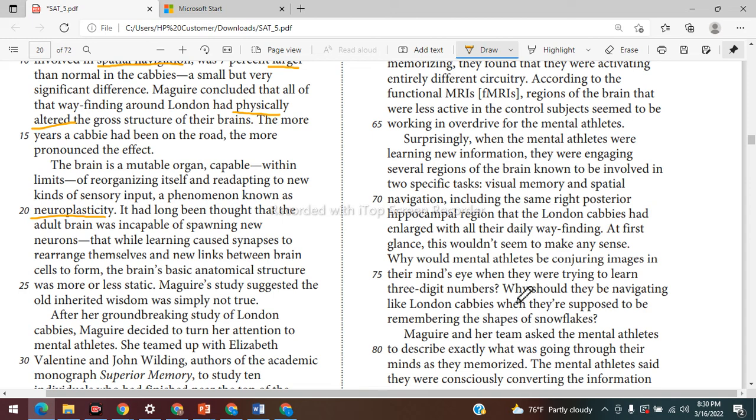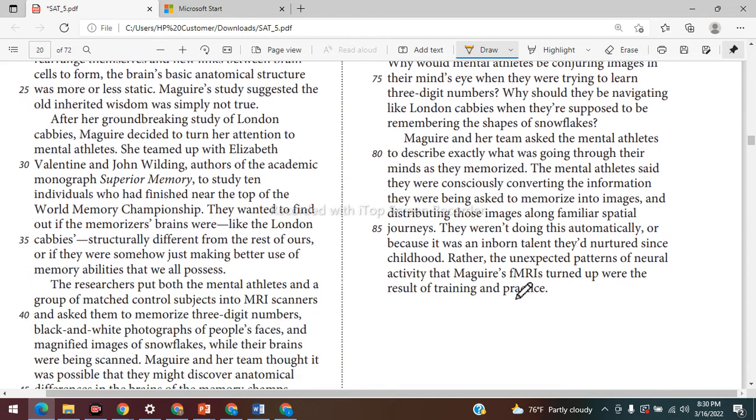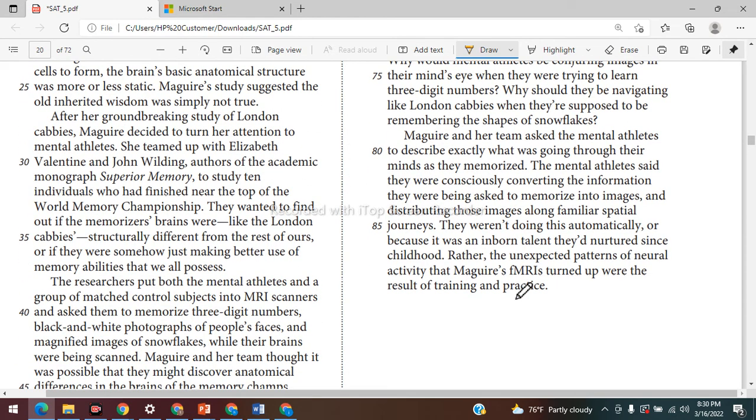Or they pretend like they're driving along the street, and they associate the number that you give them, the letter that you give them, whatever you give them, with something along the street or something along the drive. And so that's how they're able to remember so many things. And that's why their brain was activated just like with the taxi drivers. Does that make sense? Yes, sir. Yeah. So that's the idea.